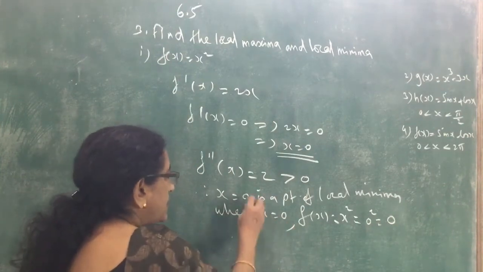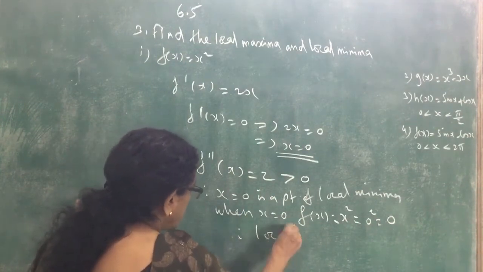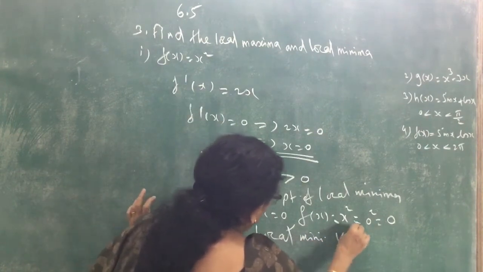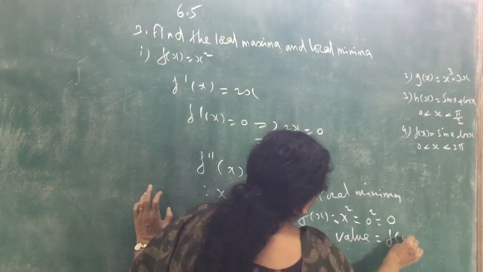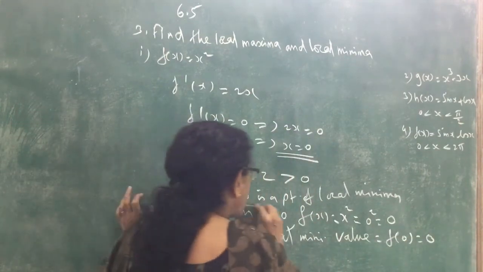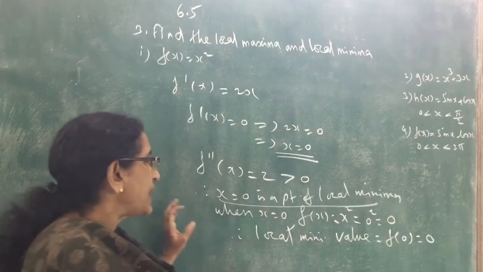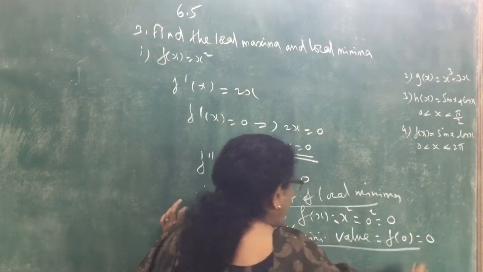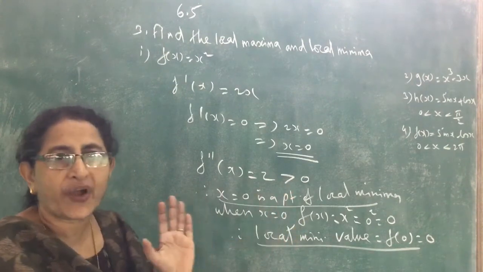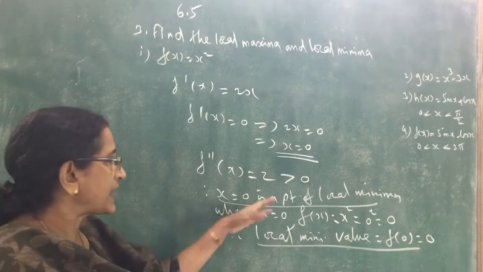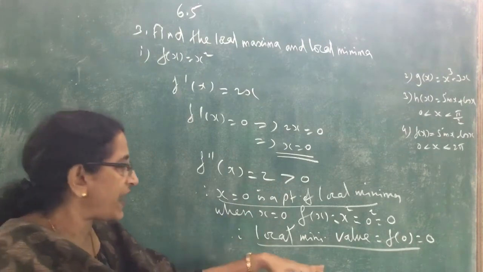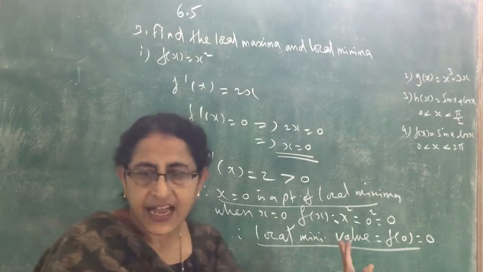Therefore local minimum value equals f of 0 equals 0. So x equal to 0 is the point of local minima, and the local minimum value is 0. So that is the answer. It has only one point, local minima only. That local minimum point is x equal to 0. The corresponding local minimum value is 0. That is the answer.